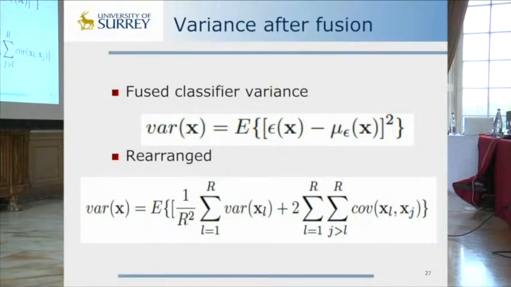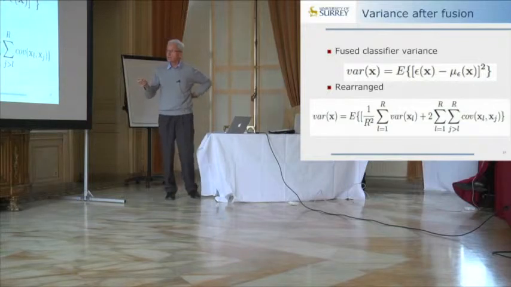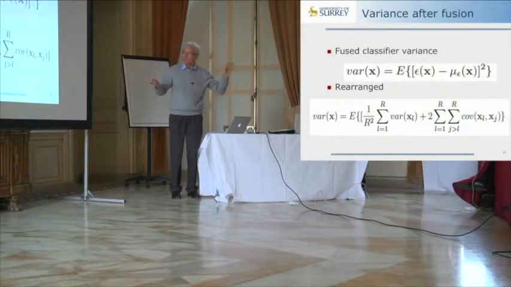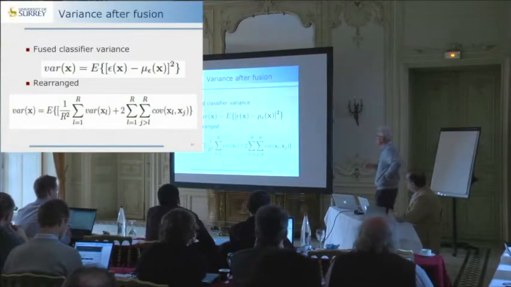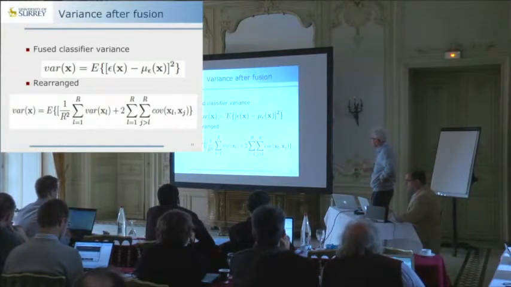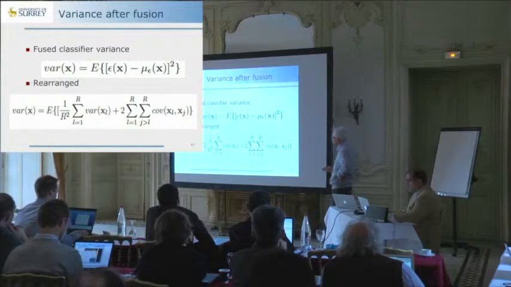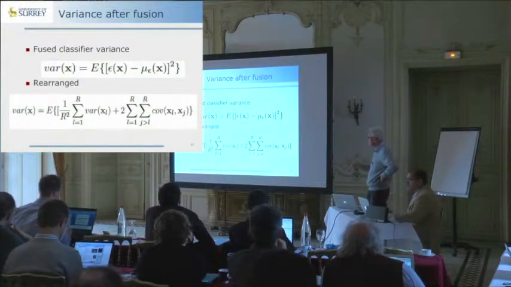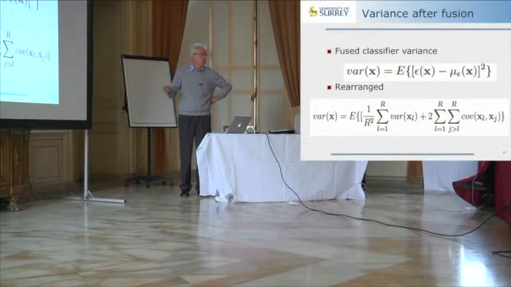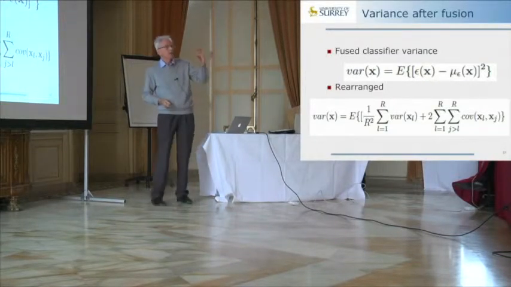Now, what happens to variance? Well, if I look at my error estimate, so this is the error on the a posteriori probability I'm after, and if I subtract the mean, which is the expected value of my estimate, then I end up with variance. Again, I'm not going through the mathematics here, but it can be expressed in this form. So I have a sum of variances of the component classifiers of the individual modalities. Now I have 1 over r square, so if you consider 1 over r times the sum of these variances, that would be sort of the mean variance of my component classifiers.